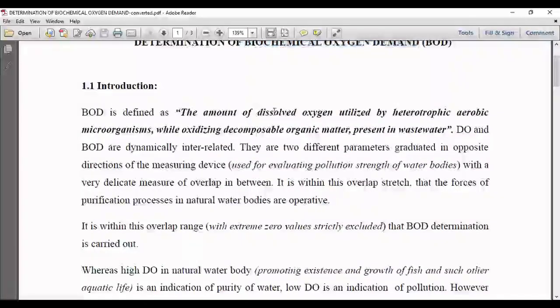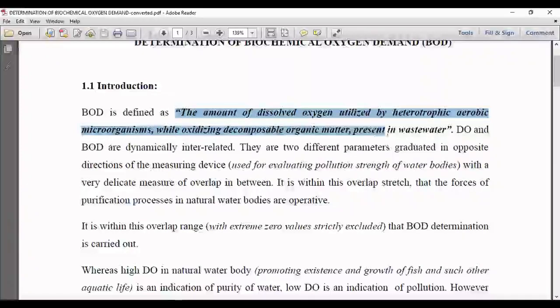BOD is defined as the amount of dissolved oxygen utilized by heterotrophic aerobic microorganisms while oxidizing decomposable organic matter present in wastewater. So this is how the BOD is defined. So the amount of dissolved oxygen utilized by heterotrophic aerobic microorganisms while oxidizing decomposable organic matter present in wastewater is called as the biochemical oxygen demand.